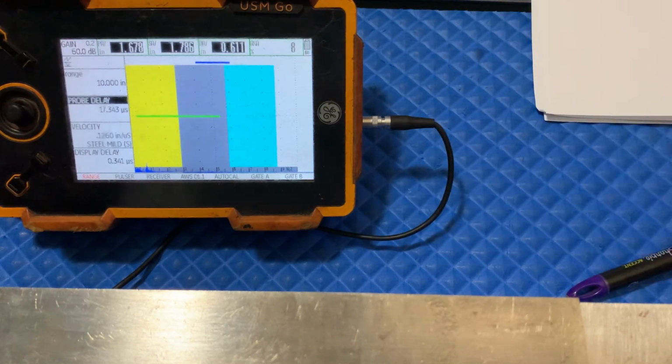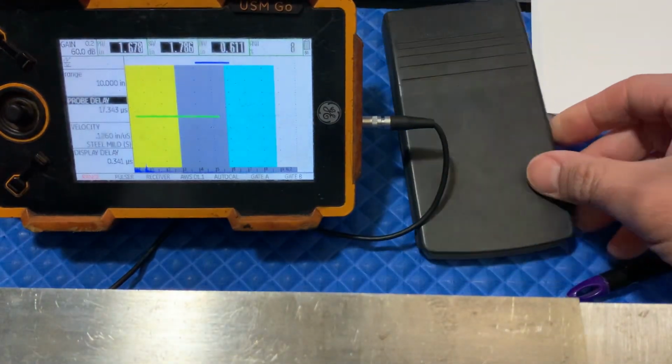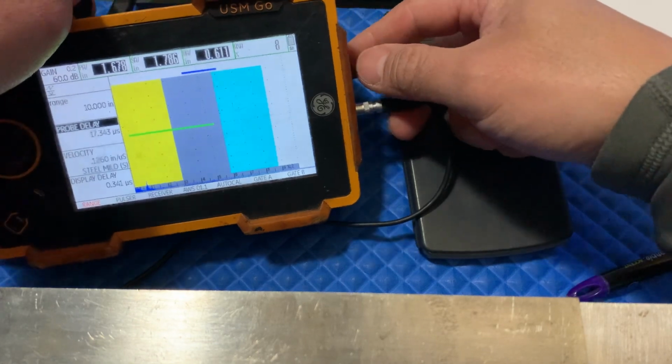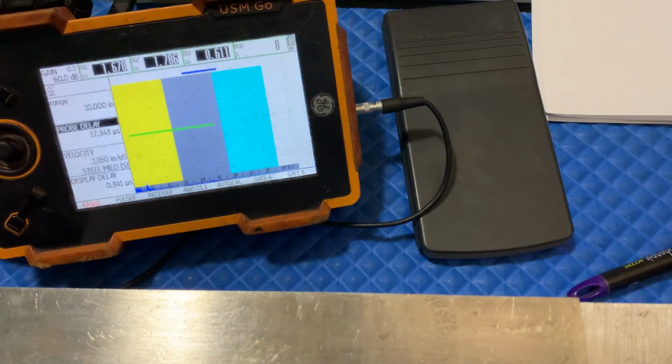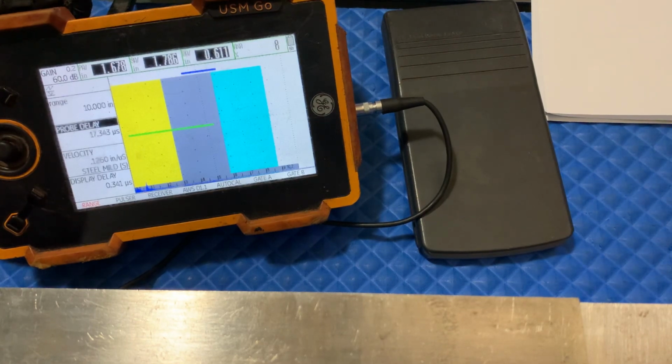Okay, today we got a request to size the height of the flaw. So before we start, I want to go over a couple of formulas that are going to help keep us on the right path and in the right frame of mind. And that one will be the sound path for the thickness of the material.